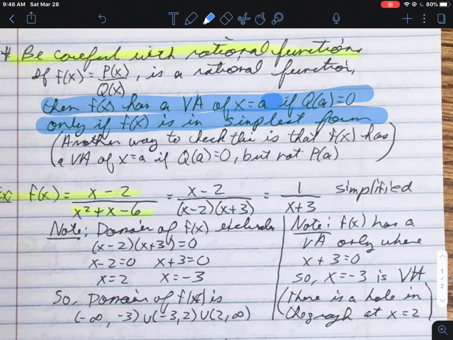I mean, in this idea, if you plug a number into your function and the denominator is 0, we know that number is not in the domain of our function. But there may or may not be a vertical asymptote there depending upon if the function is in simplest form or not. And a way that you can identify that is to plug that number into your numerator as well. And if I get 0 in the numerator also, then that tells me that that number is not the location of a vertical asymptote. It is not in the domain of our function, but there is no vertical asymptote there. So it's just another way to look at it.